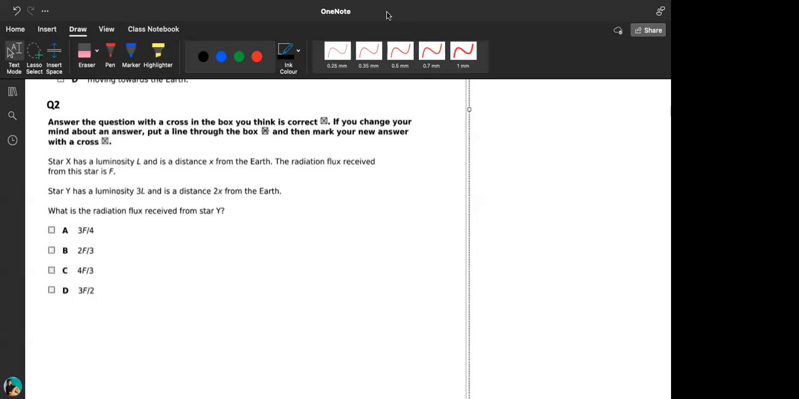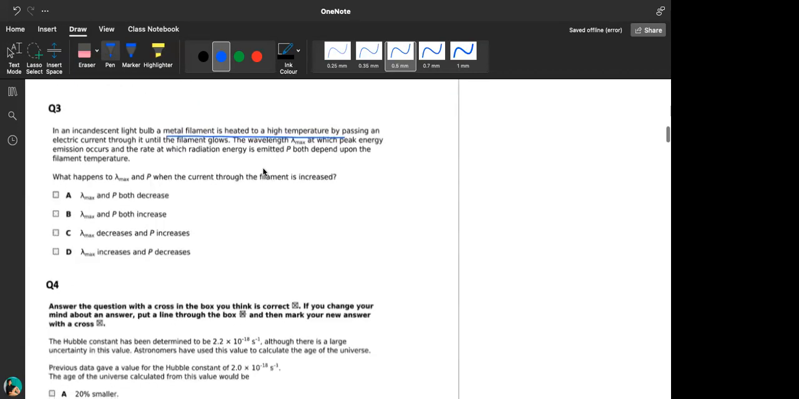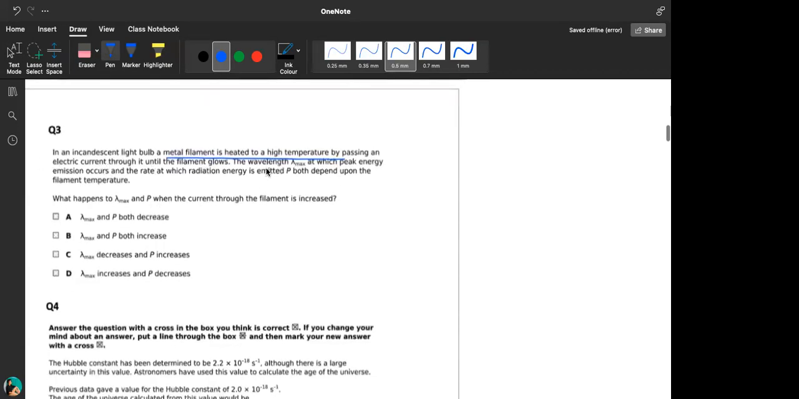High temperature. And then the wavelength maximum at which peak energy emission occurs, and the rate at which radiation energy is emitted, depend upon the temperature. So what happens to lambda max and T?